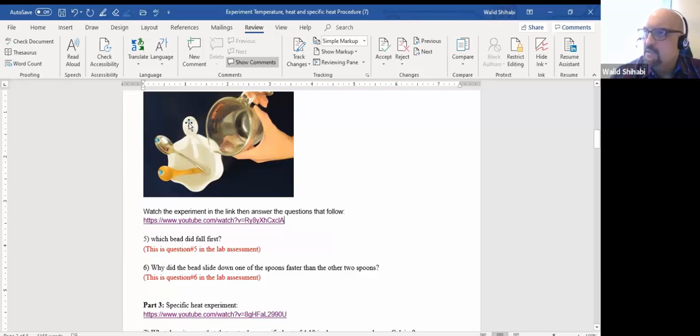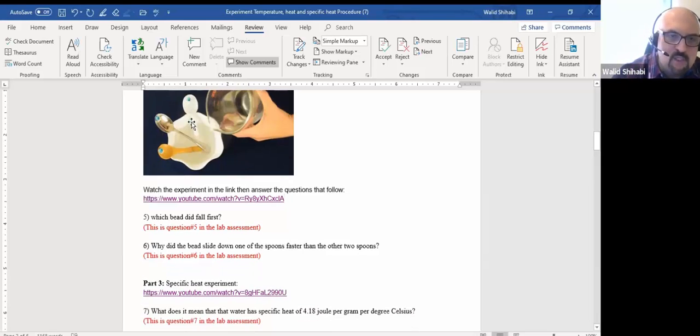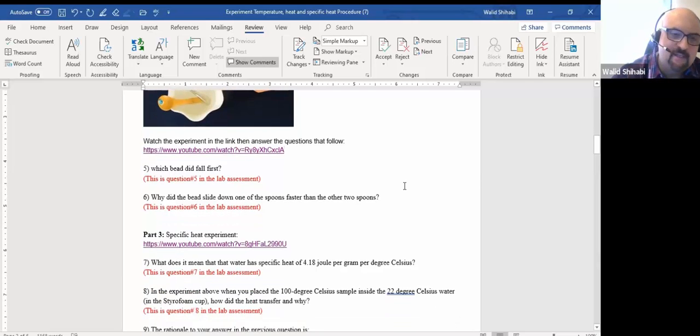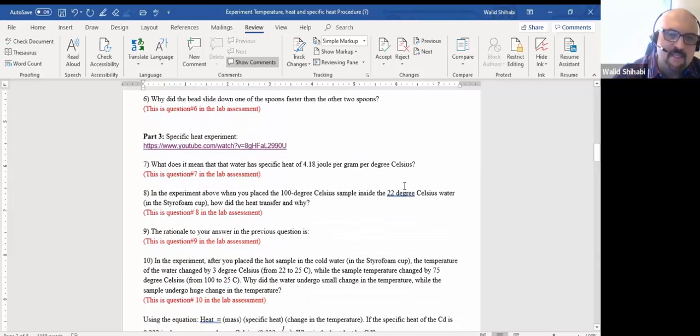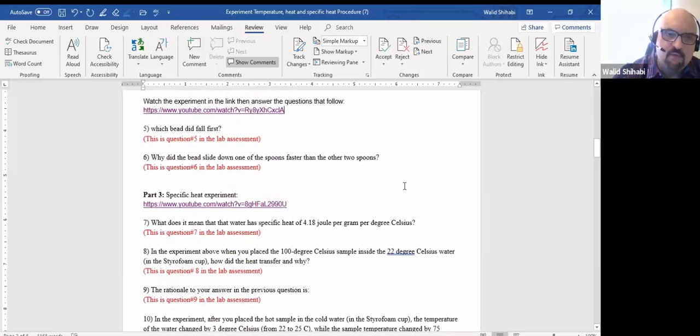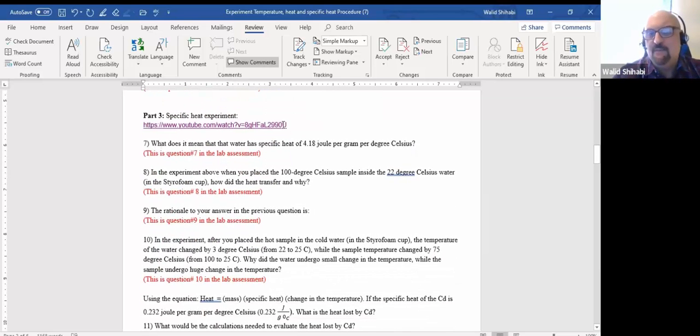Here you have butter at the end of the spoon, and then you attach the bead to the butter. Of course, when the butter melts, the bead will fall. So which bead will fall first? Okay, and then you need to answer the question. So that's part 2. Part 3 is also a video about figuring out the specific heat of a specific material, cadmium.